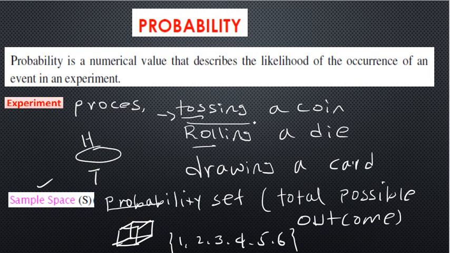After tossing a coin, as I told you before, the chance to be observed at the top will be either head or tail. There is no number here, head or tail.